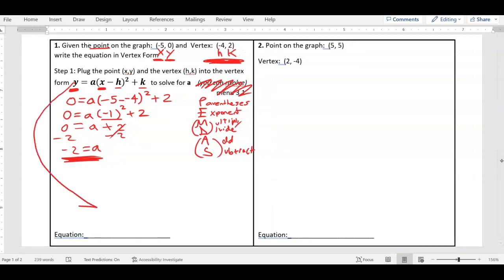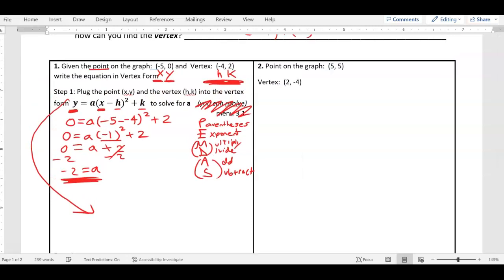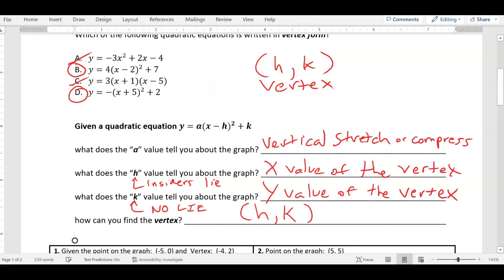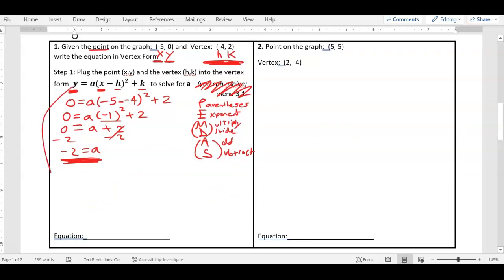So now I can write my equation. So y equals, what's my a value? -2, parentheses, x. Remember, insiders lie. So what's the opposite of this h value? +4. Does everyone see at the top? h is a -4, so it's a liar. Put +4. Parentheses squared. And then k is not a liar, which is 2. So put +2.